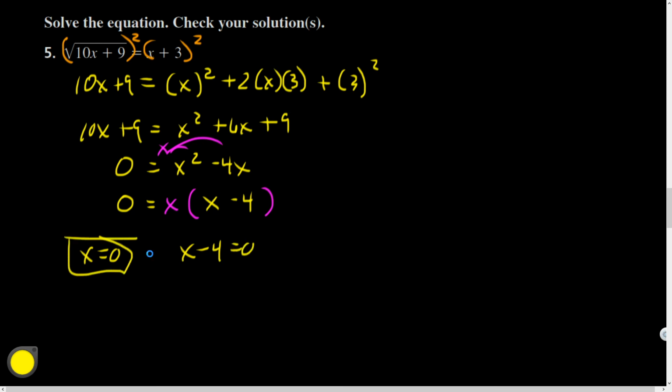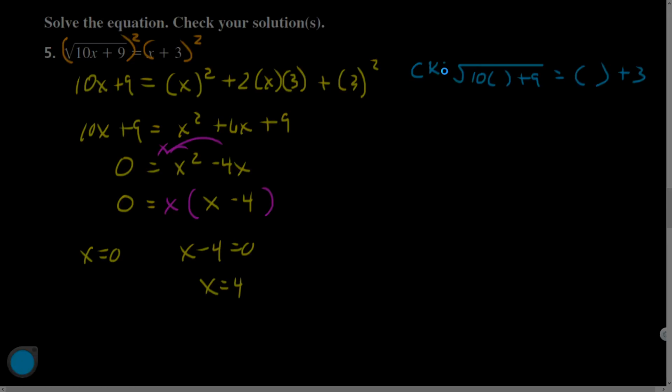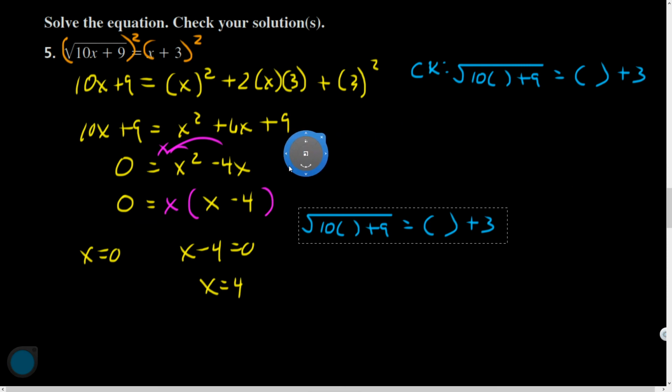So this is one of my quote-unquote possible solutions. And then I get x equals 4 as the other. If I did a check, all right guys, I was going to not do this whole problem, but I'm doing so good, I'll do it. You can always skip forward if you want. So I would have had the square root of 10 times x plus 9. Is that equal to x plus 3? Everywhere you see an x, you have to plug in your possible solution.